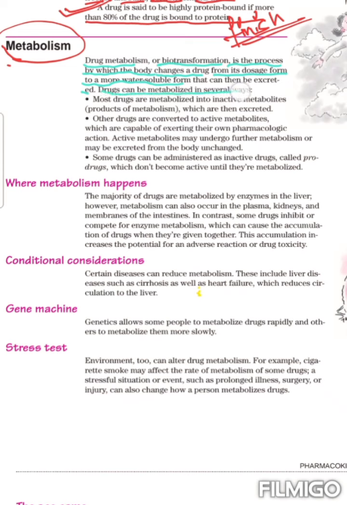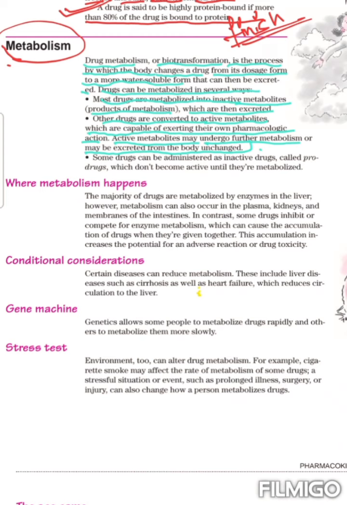Drugs can be metabolized in several ways. Most drugs are metabolized into inactive metabolites, products of metabolism, which are then excreted. Other drugs are converted into active metabolites, which are capable of exerting their own pharmacological action. Active metabolites may undergo further metabolism or may be excreted from the body unchanged. So what is happening in the biotransformation process? It is a process by which the body changes a drug from its dosage form to a more water soluble form.